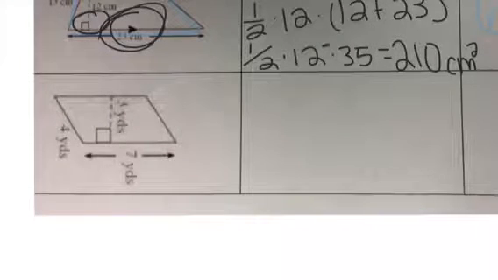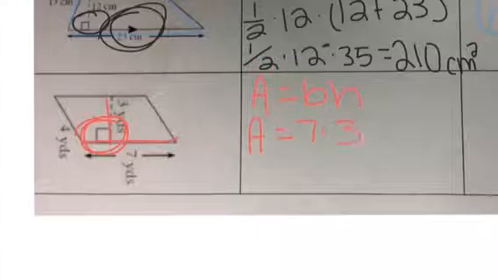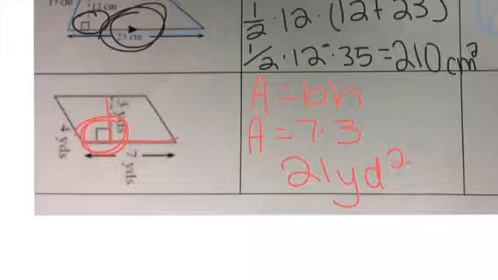All right, let's take a look at the parallelogram. I'm going to switch colors so it doesn't blend with the one above it. The area of a parallelogram is simply base times height. Remember, the base and the height are joined by that 90-degree symbol. So the base is 7 and the height is 3. So 7 times 3 gives me 21 yards squared.